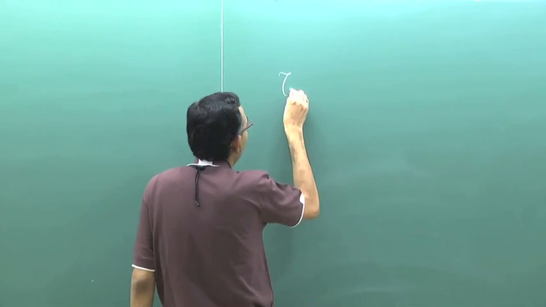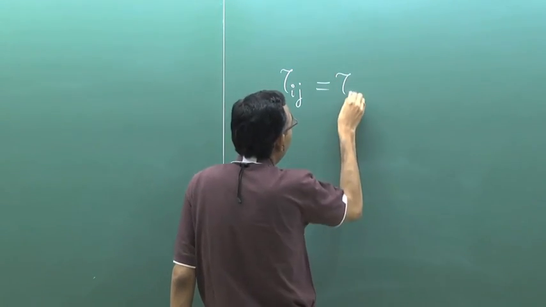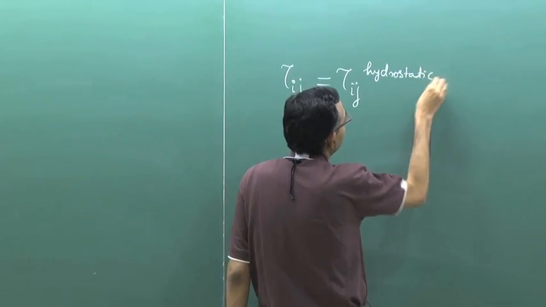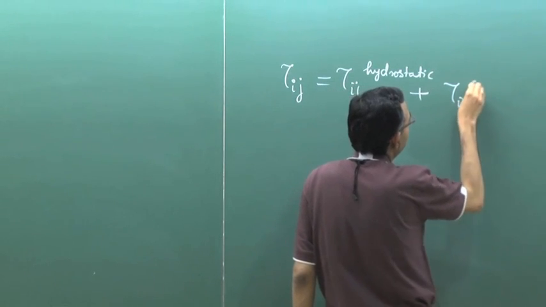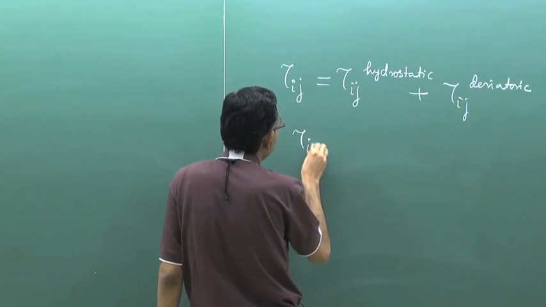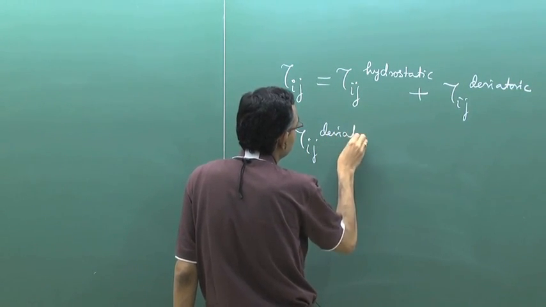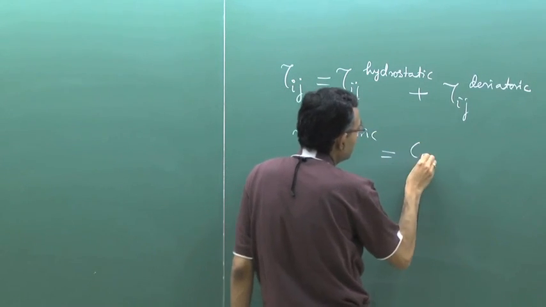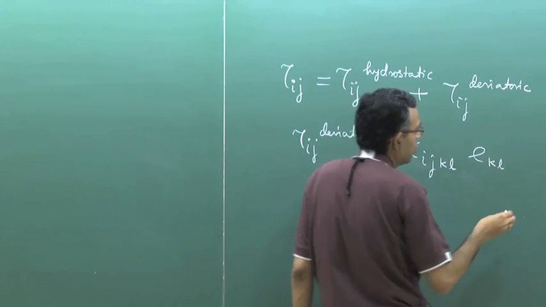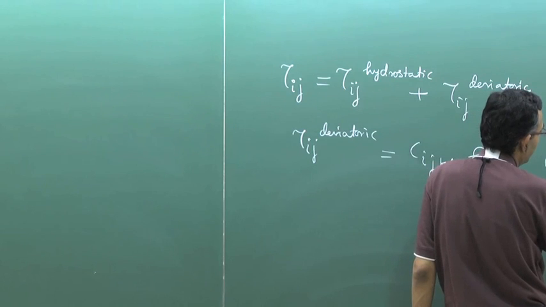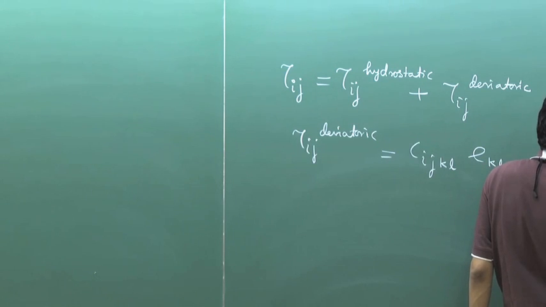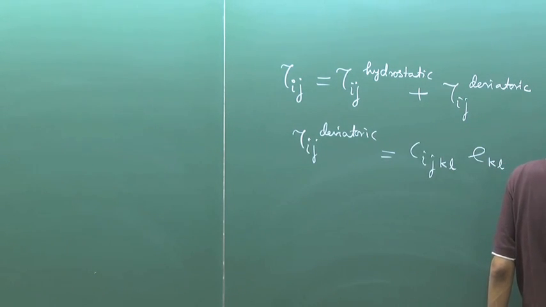So, we had tau ij is equal to tau ij hydrostatic plus tau ij deviatoric, and tau ij deviatoric we expressed as C ijkl, which is a fourth order tensor, times E kl, where E kl is half del u k del x l plus del u l del x k.